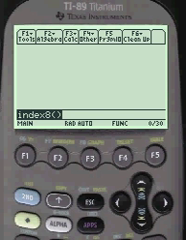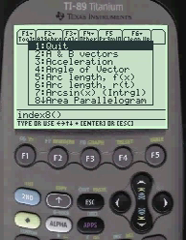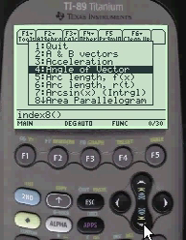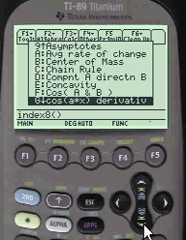Another example of Green's theorem, and I'll show you how that works in real life. I'm going to press Index 8 to get to my menu, and scroll down to Green's theorem.